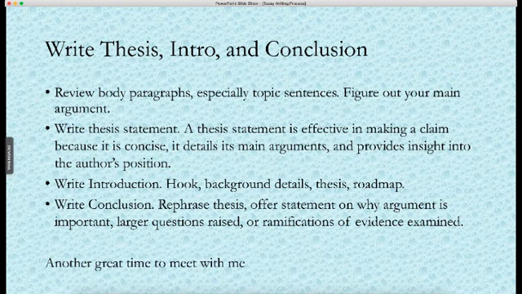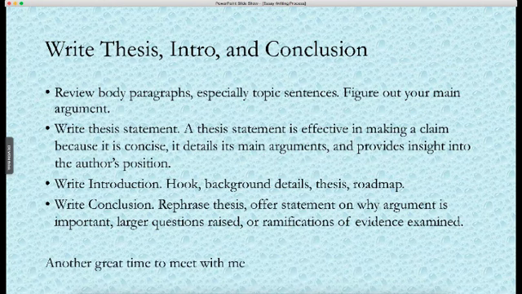After you've got your thesis statement articulated, write your introduction. Start with a compelling hook. You want something that's going to grab my attention, whether it's a pithy anecdote, a major claim, or a question, something like that. You want to grab the reader's attention right off the bat.